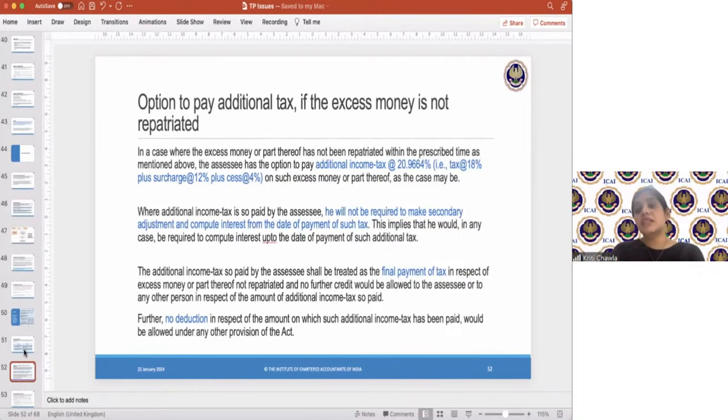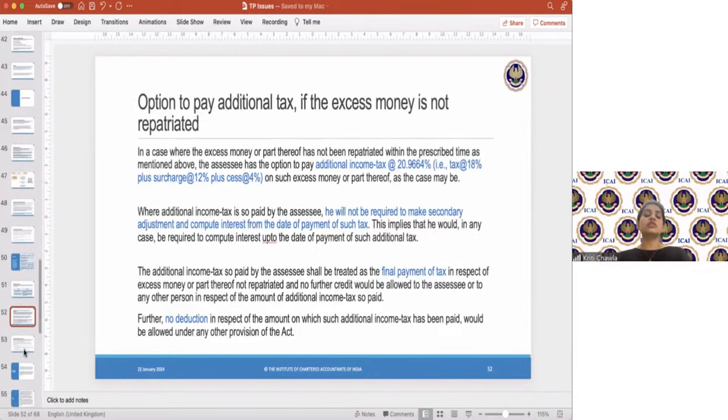If they decide to pay the additional tax and do not want the repatriation to happen, then you don't have to make the secondary adjustment, and the interest will also not be required. But this additional tax that they pay will be considered the final payment of tax, and no deduction will be allowed for this additional tax payment.